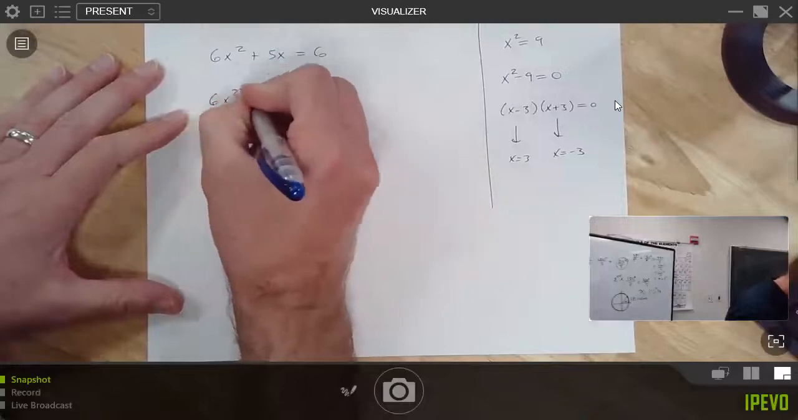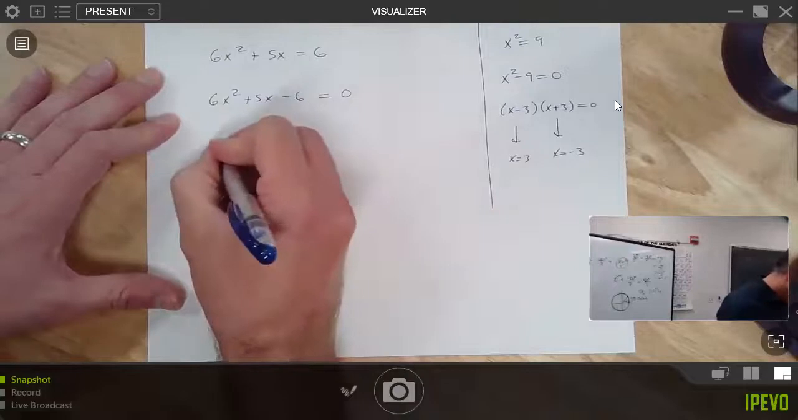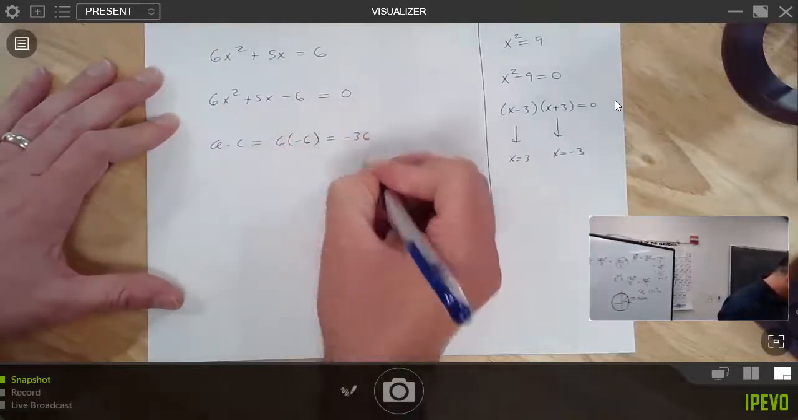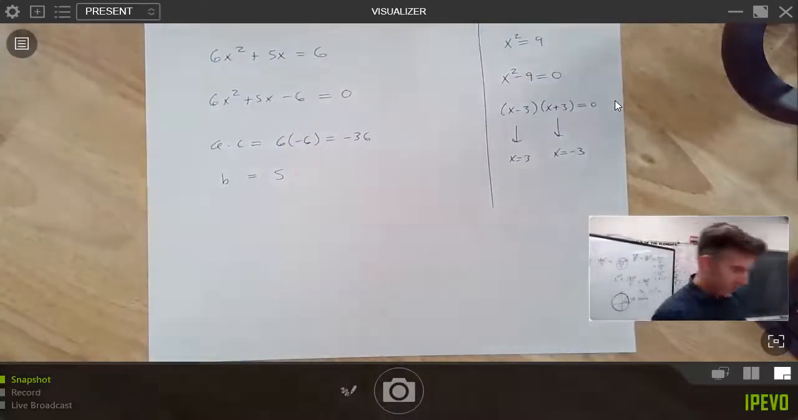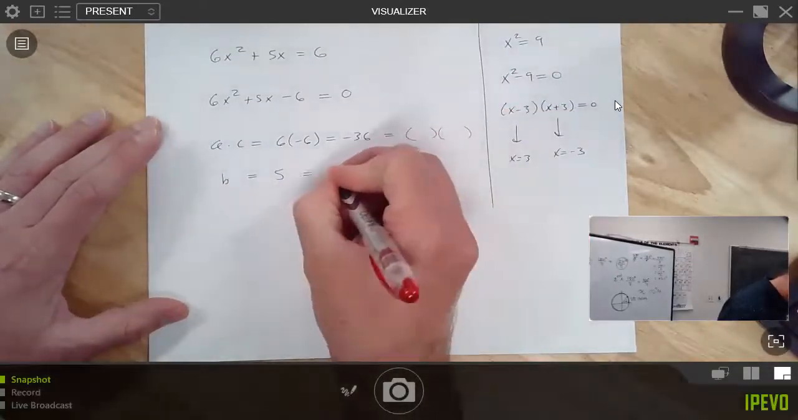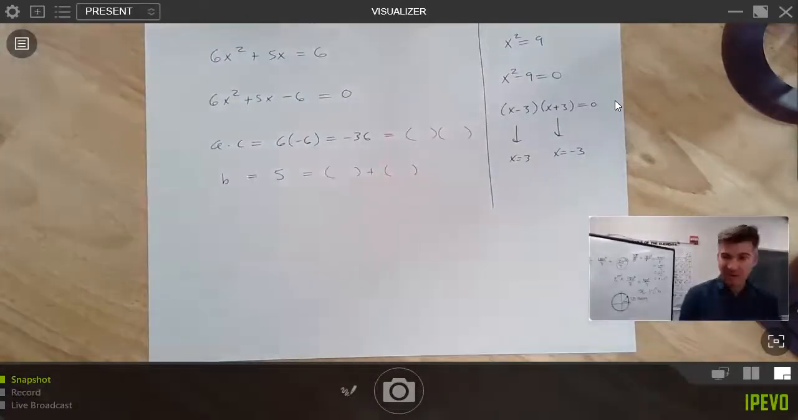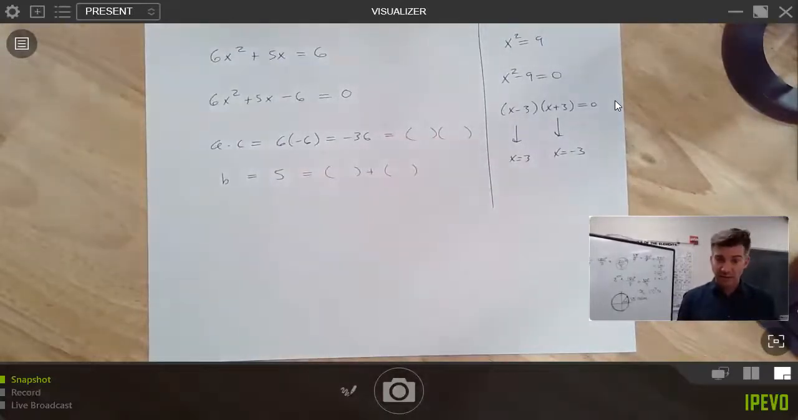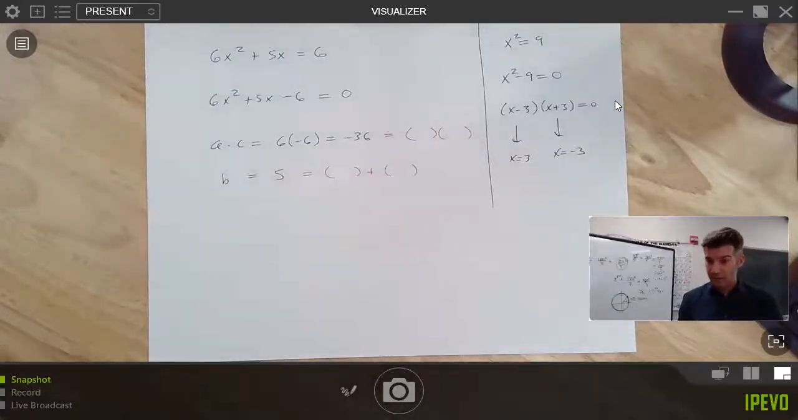So 6x squared plus 5x minus 6 equals 0. Our a times our c is 6 times negative 6, which is negative 36. And our b is 5. All right, so we have to multiply to this and we have to add up to this. Okay. So if we're multiplying to a negative, that means we have to have a negative and a positive. And if we're adding up to a positive, it means the positive one needs to be bigger than the negative.